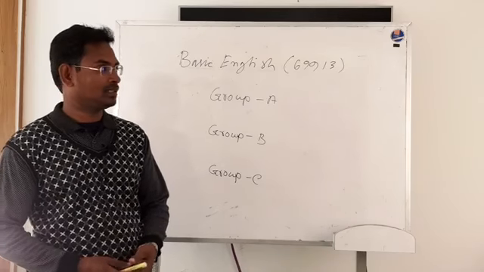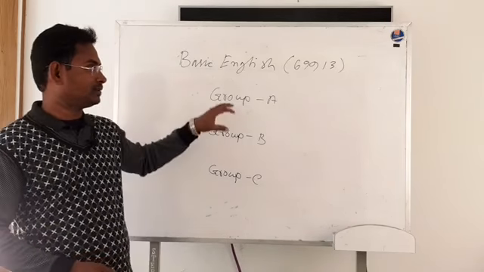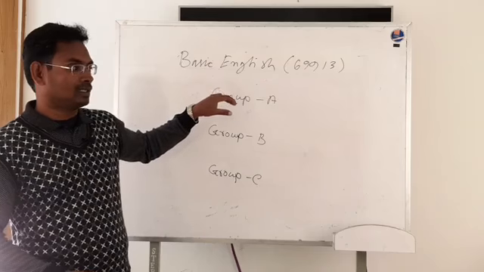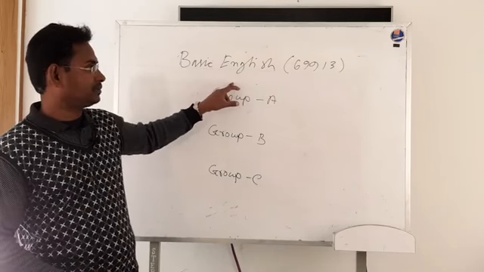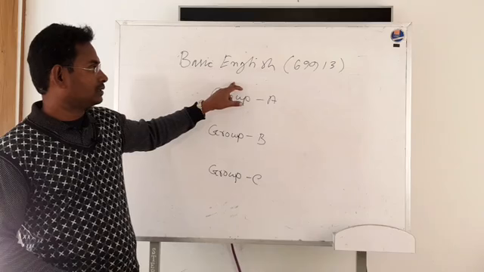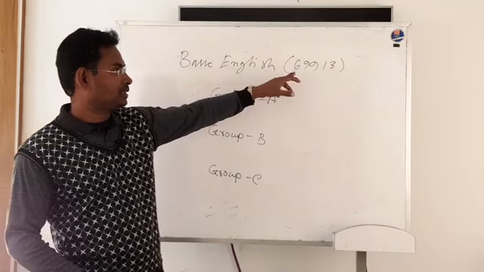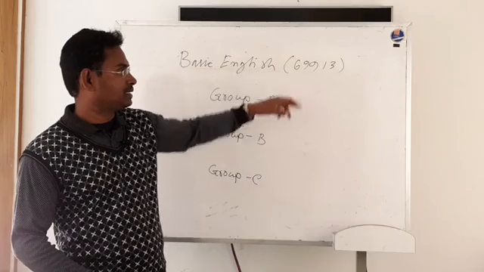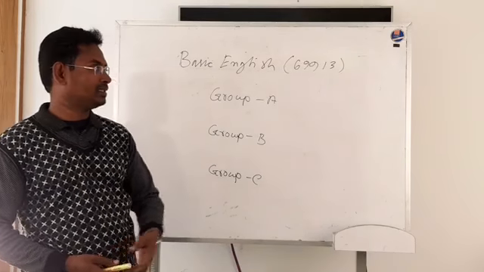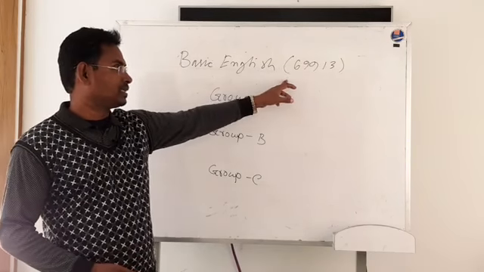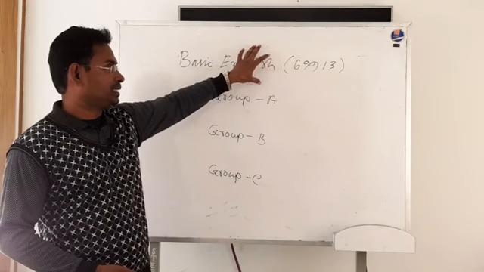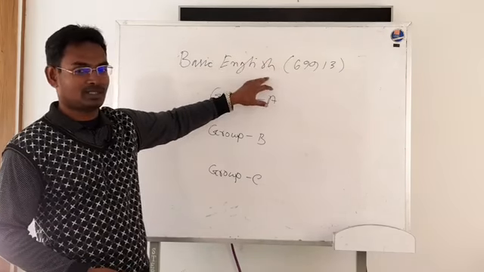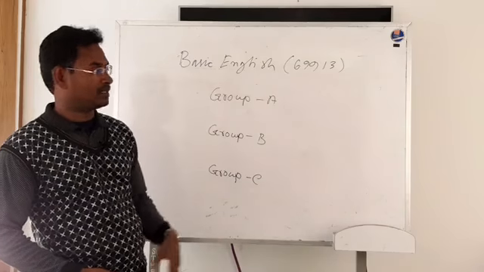Dear learners, you can see on the board that I have written the subject name, basic English, and the subject code in brackets, 69913. This is the subject code. Especially this subject is designed for the first semester students of tourism and hospitality.